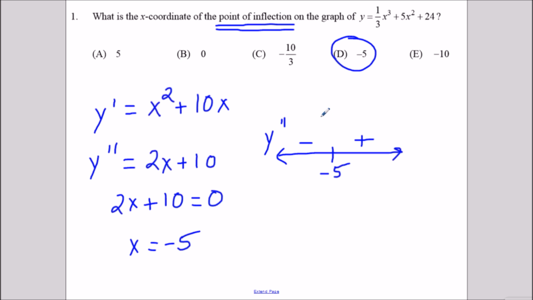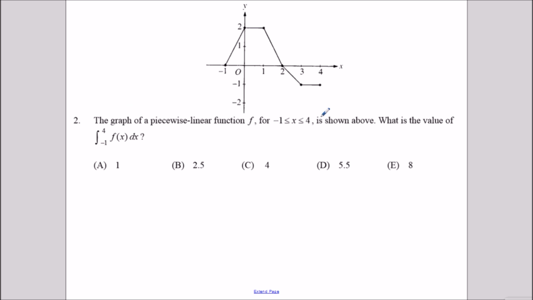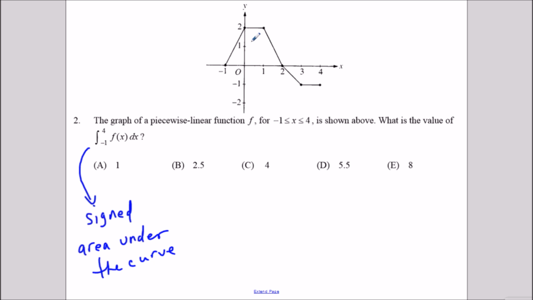For the next question, we have a piecewise function, and they want us to find the value of this definite integral. So this is telling us to look for the signed area under the curve. Now, the reason why I say signed area is because area under the x-axis has to be treated as negative, and area above has to be treated positive. And these are two trapezoids, so they gave us easy shapes on purpose.